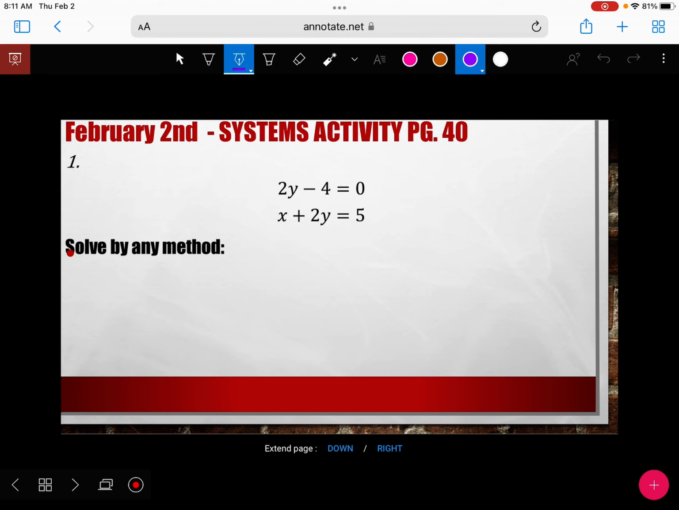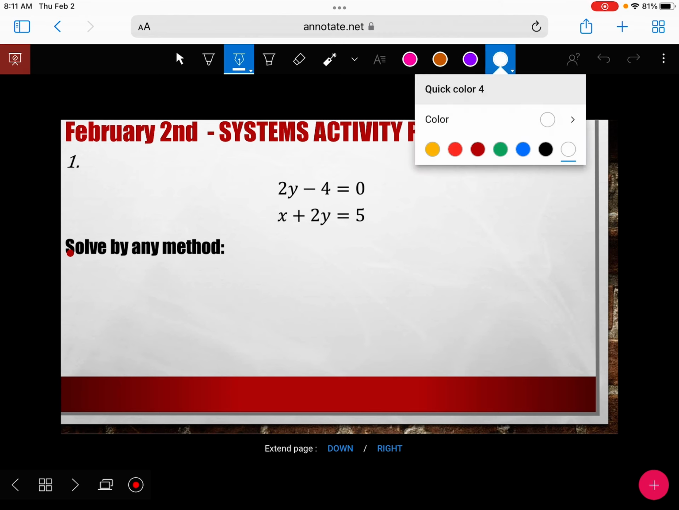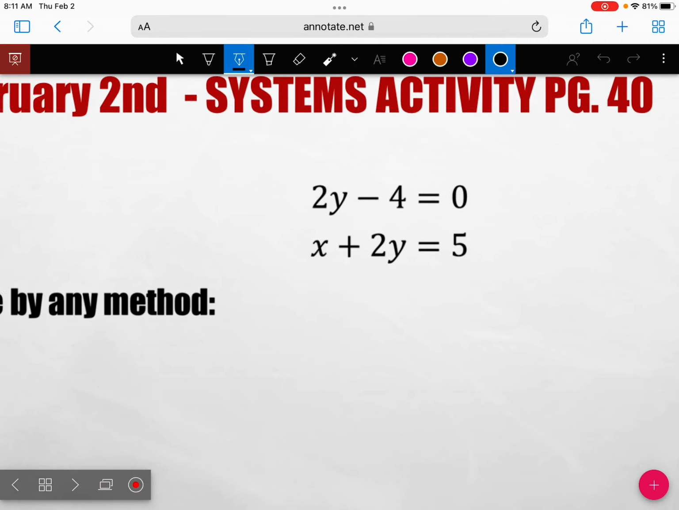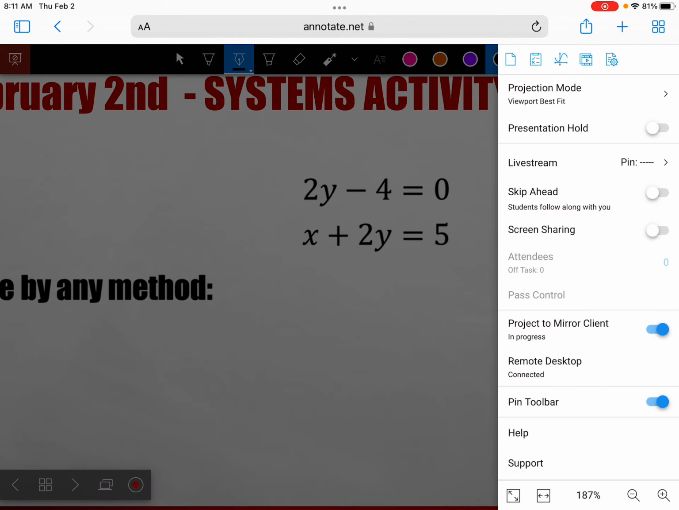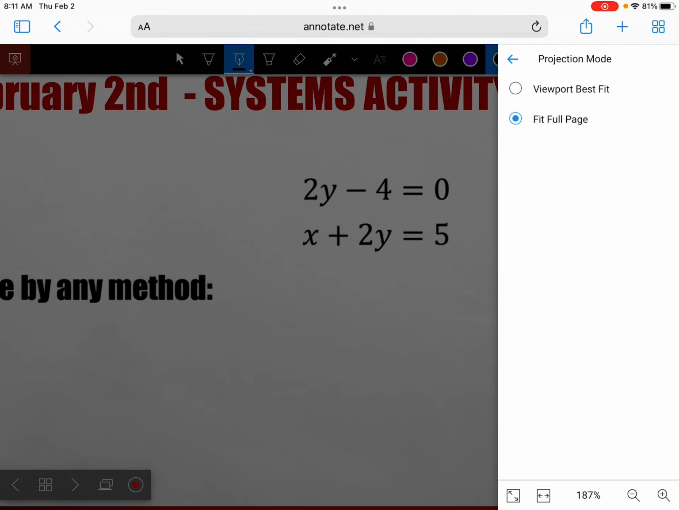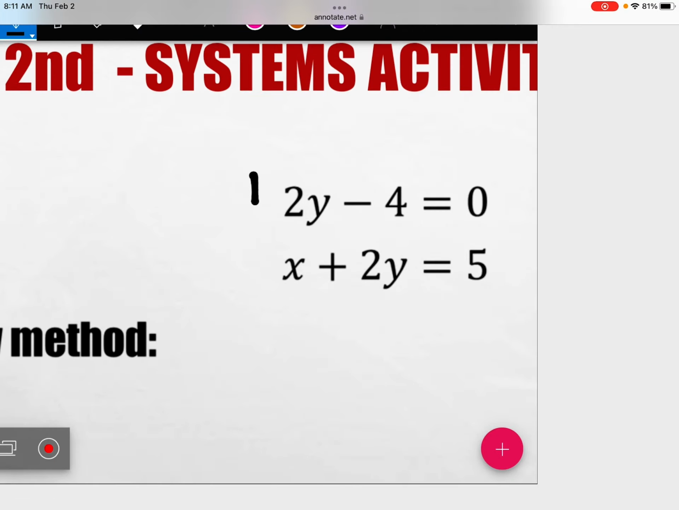Awesome sauce. So I want you to look at this closely. This is page 40. What's your instinct on where to start solving the system? We've got two equations up here. That's going to zoom it in. I don't want to do that. There we go. So we've got equation 1 and equation 2. Which one do you want to start with?